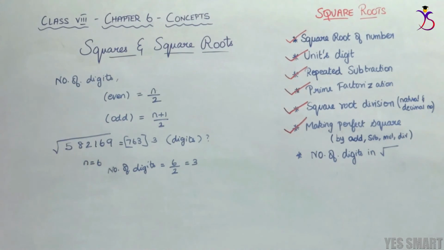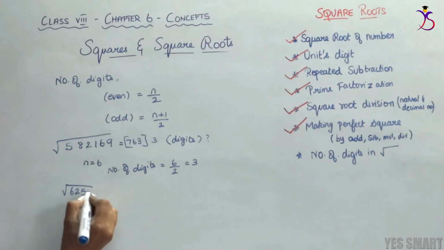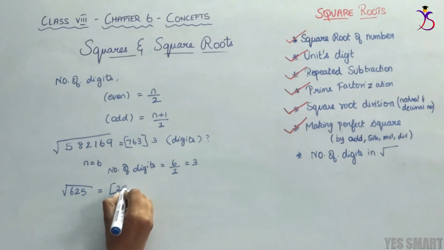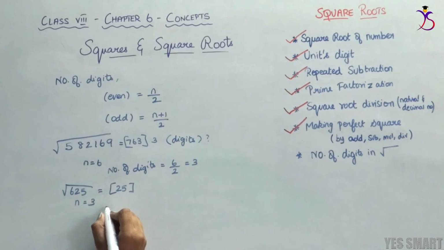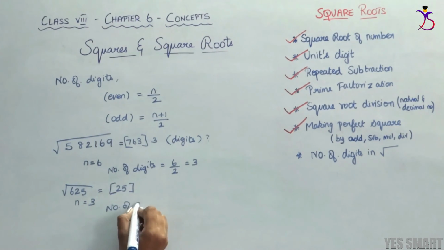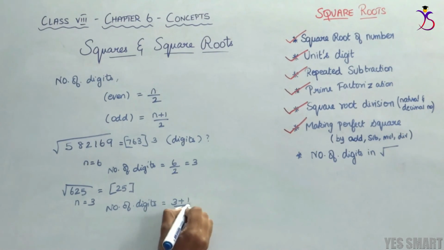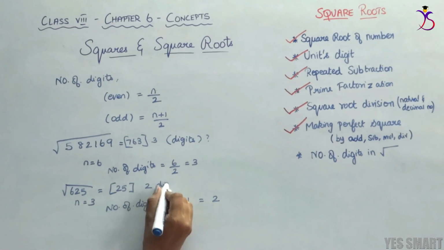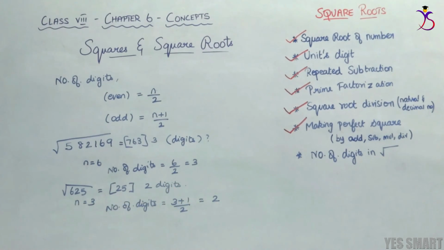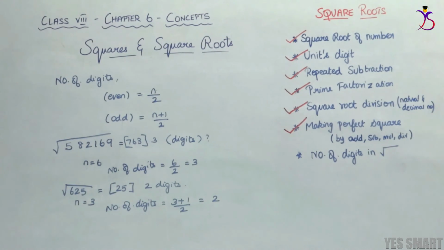The same way we will try for the odd number of digits. Square root of 625, we already knew that the answer is 25, but let's try with this formula. N equal to 3, so we have to use the odd formula. Therefore number of digits equal to n plus 1 by 2, that is 4 by 2 is 2, which is 2 digits. So it is a way to find the number of digits that we will have in the answer after taking a square root of a perfect square number.